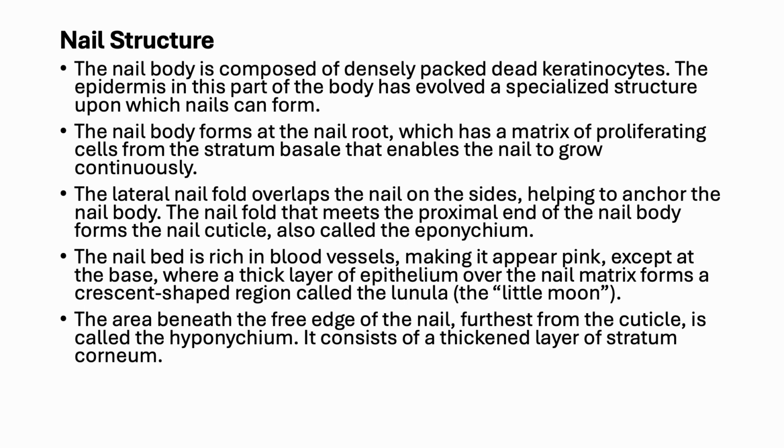The nail fold that meets the proximal end of the nail body forms the nail cuticle, also called the eponychium. The nail bed is rich in blood vessels, making it appear pink, except at the base where there is a thick layer of epithelium over the nail matrix that forms a crescent-shaped region called the lunula. The area beneath the free edge of the nail, furthest from the cuticle, is called the hyponychium, which consists of a thickened layer of stratum corneum.